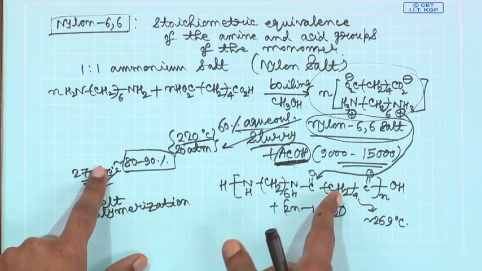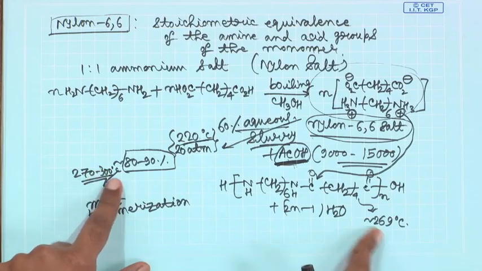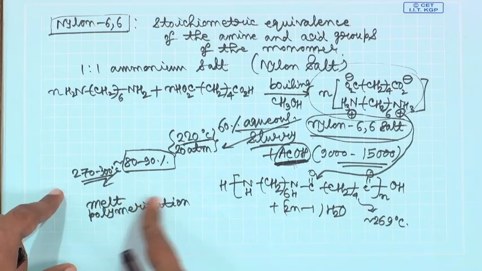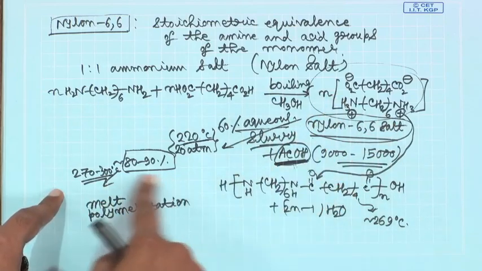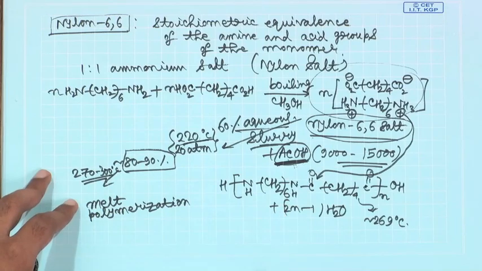nylon 6,6 has already been produced, it has a melting point which is around 270. So, when you are close to 300 degrees it has molten. So, the final stages of this reaction is basically a melt polymerization. So, these things you should keep in mind.